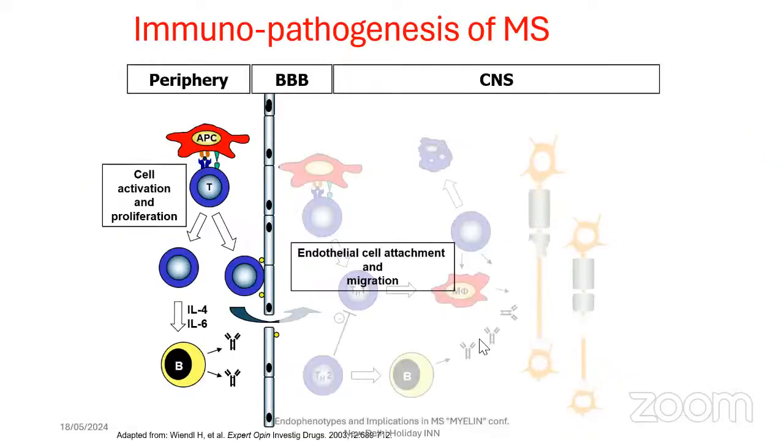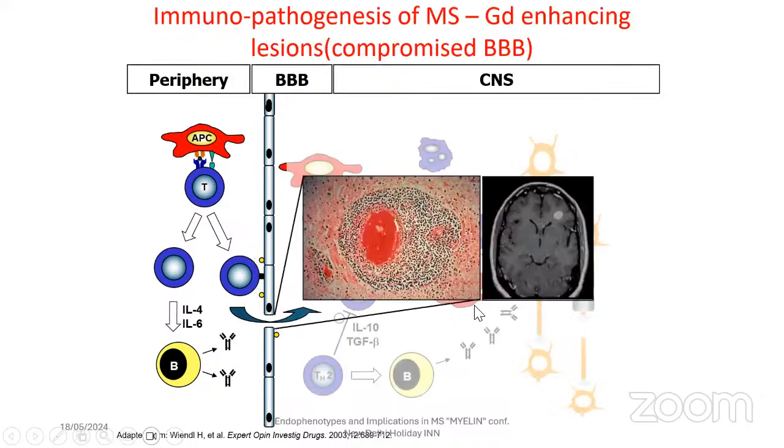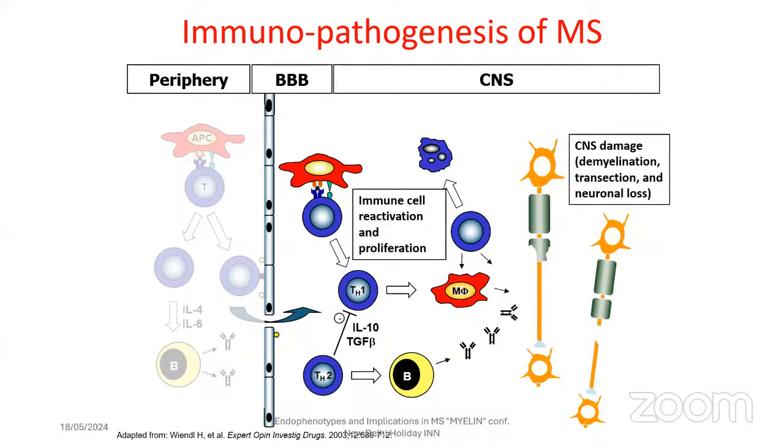So you can see the periphery, the cell activation and proliferation of the antigen presenting cell to the T cell, and it secretes the interleukins, and they again activate B cells, which secrete the antibodies. What results is endothelial cell attachment and migration; they breach the blood-brain barrier, enter the central nervous system and cause the demyelination, and of course the immune cell reactivation and proliferation inside the brain takes place. That is the compartmentalized inflammation I was talking about, with T helper 1 and 2 cells, and subsequently CNS damage and repair takes place.